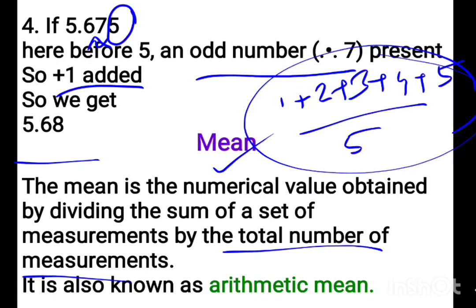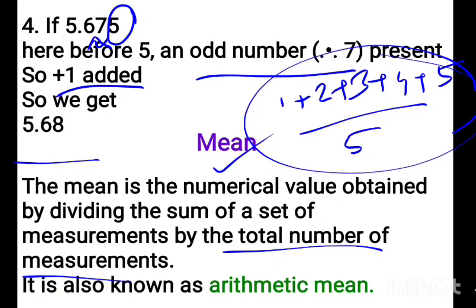নেক্সট ওয়ান, mean, that is the mean is the numerical value obtained by dividing the sum of the set of measurements. You first sum all the set of measurements and that should be divided by the total number of measurements. Okay, it is also known as arithmetic mean because geometric mean is somehow different. Okay, that is defined by multiplication and arithmetic mean is defined by addition process.